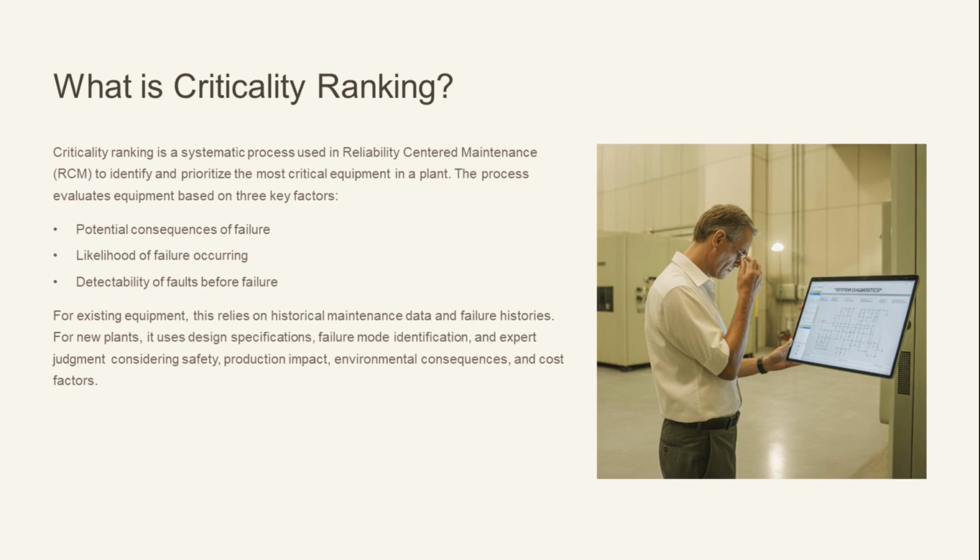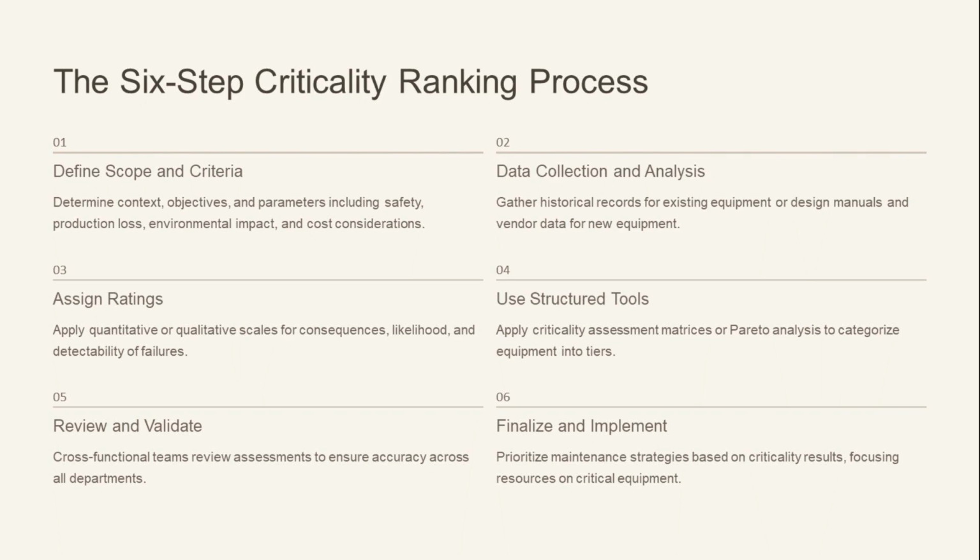judgment. The criticality ranking process involves 6 steps: defining scope and criteria, collecting data, assigning ratings, using structured tools, reviewing and validating, and finalizing and implementing. Each step ensures a comprehensive evaluation of equipment based on safety, production loss, environmental impact, and cost considerations.